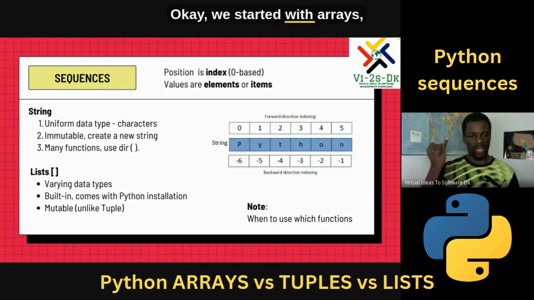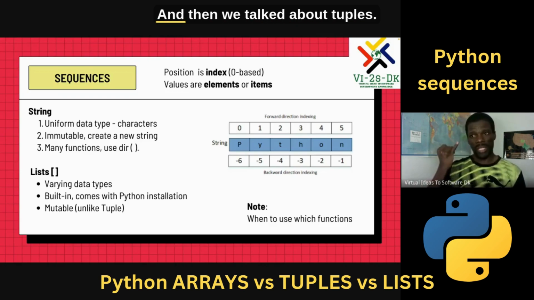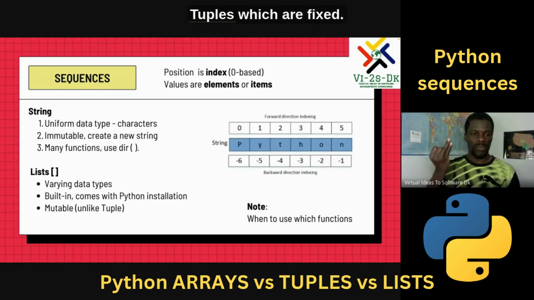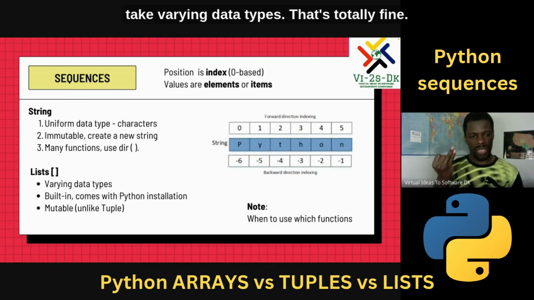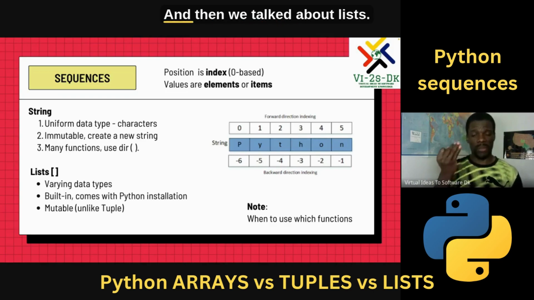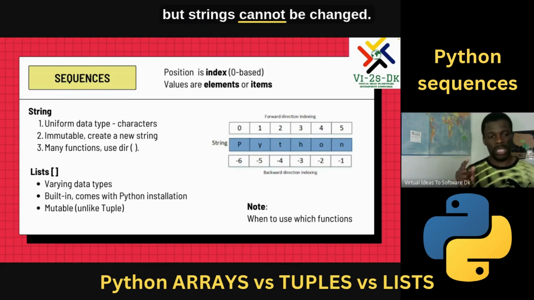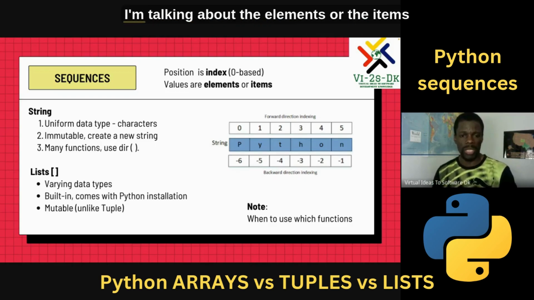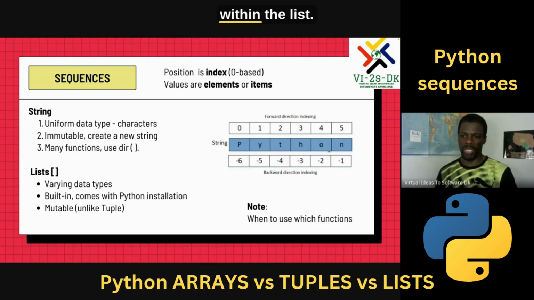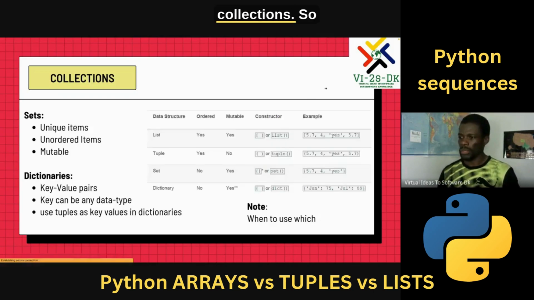We started with arrays, which are not native with Python, and then we talked about tuples, which are fixed, you cannot change them, and they take varying data types. That's totally fine. And then we talked about lists and strings. Strings are also lists, but strings cannot be changed. Lists can be changed, unlike tuples. Meaning, when I say change in immutable, I'm talking about the elements or the items within the list. All right. So let's go on and talk about collections.